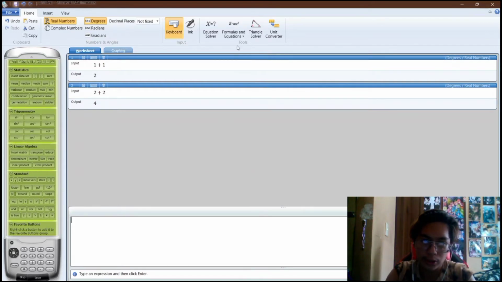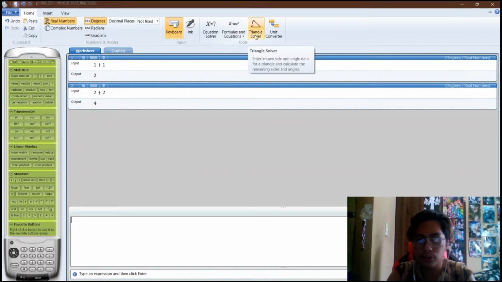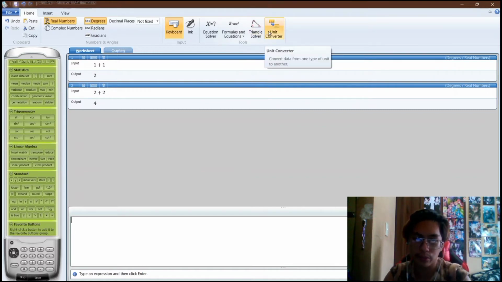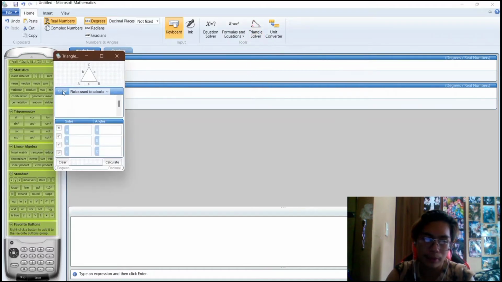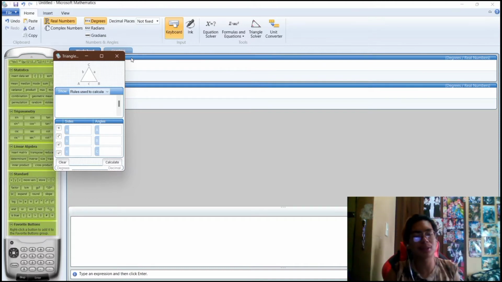There are also tools here that you can use when solving different equations. Here we have the unit converter, where it converts the unit to whatever you are searching for, and then the triangle solver. With this one, you can put values on the different sides and angles based on what is given in the problem and what is being asked.